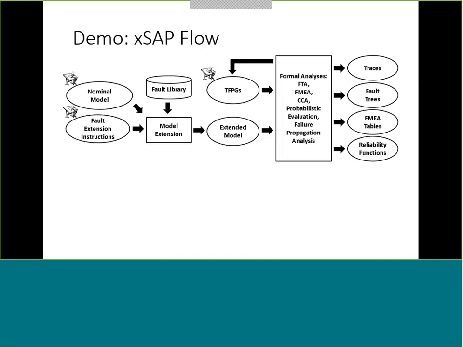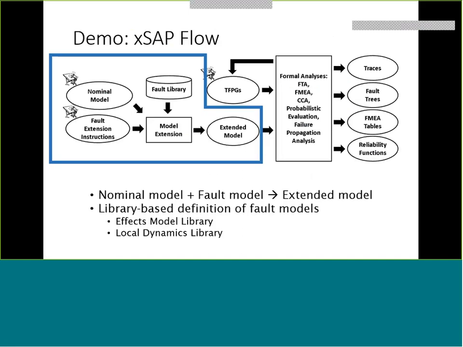So this is the xSAP flow. Here we specify the input models. We have a nominal model which describes the system when faults are not present, and we have some fault extension instructions. Basically, the idea is that we can get the specification of the faults from a fault library, and we can specify which faults we want to inject and the effects of the faults on the nominal model.